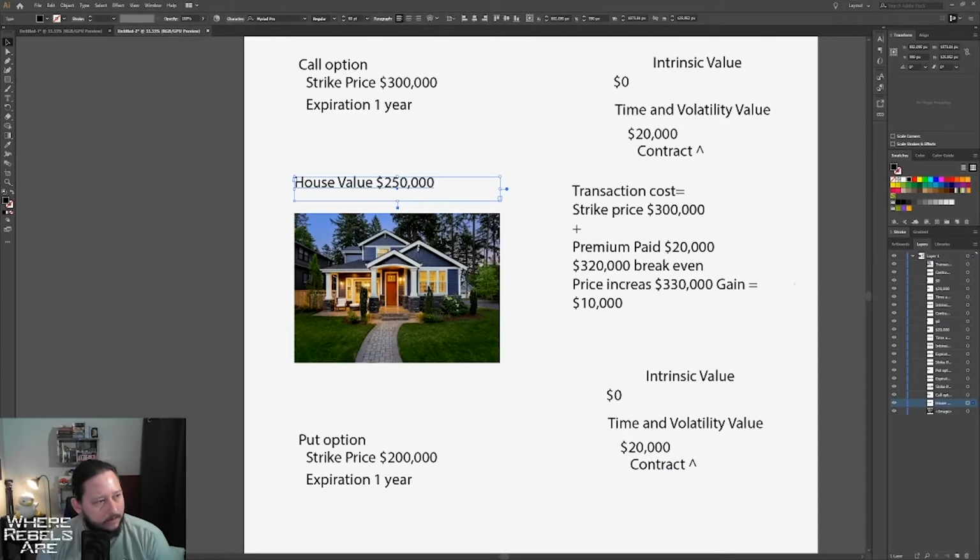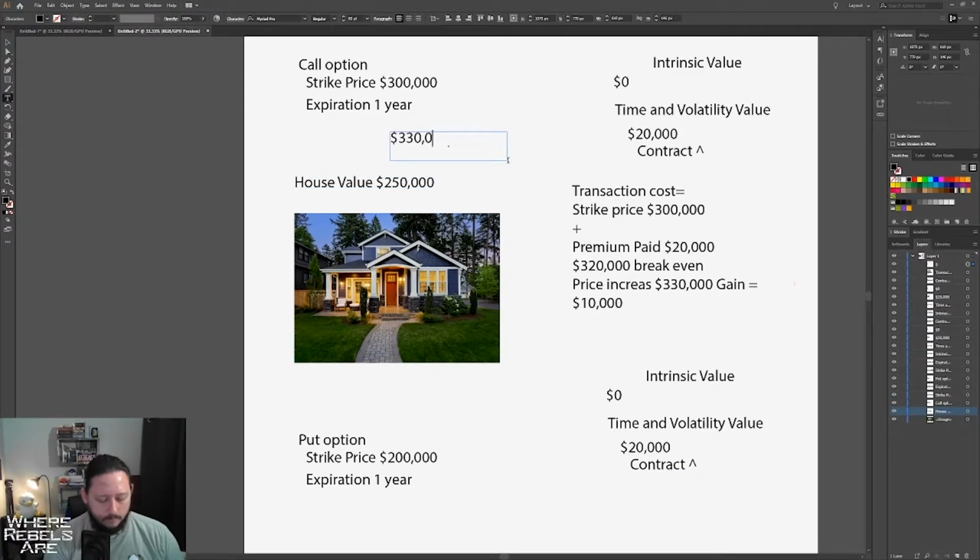Well, you gain 330 minus the cost of the house equals $80,000 gain, if you just bought the house.